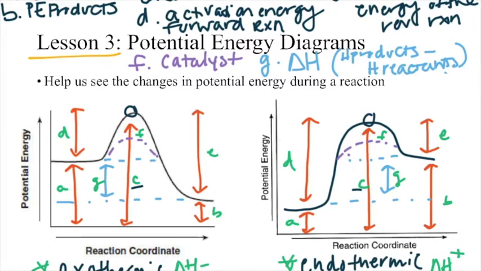Let's rewrite that. Our positive or negative number tells us the type of reaction. Right? We said negative is exothermic, positive is endothermic.